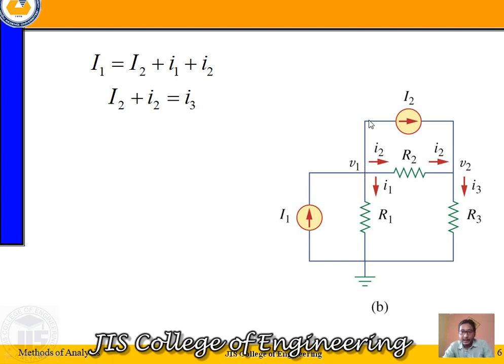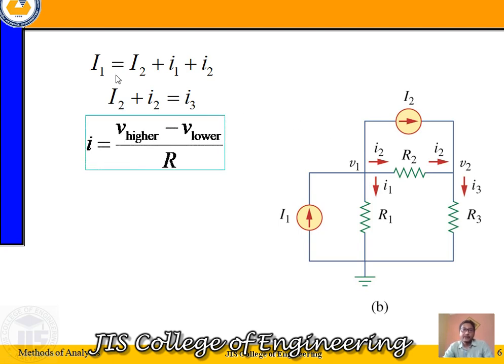Then this capital I2 current is coming from that node, which means it is an outgoing current, capital I2. Similarly, for this R2 resistance branch, this small I2 current is also an outgoing current from node 1, the node where the voltage is V1. Similarly, this small I1 current is also an outgoing current. So we can write the KCL equation: capital I1, the incoming current, is equal to all the outgoing currents, that is capital I2, small I2 and small I1.